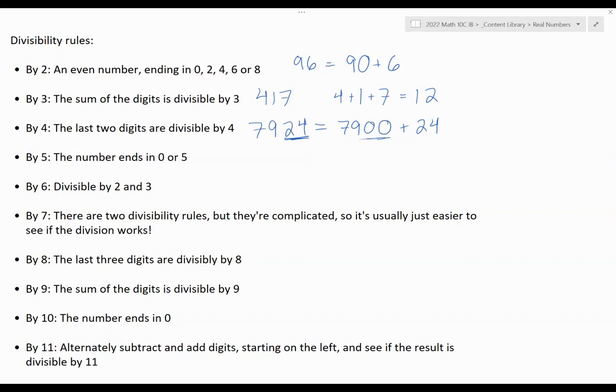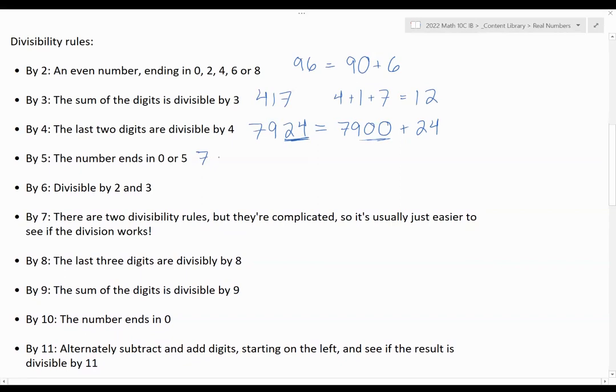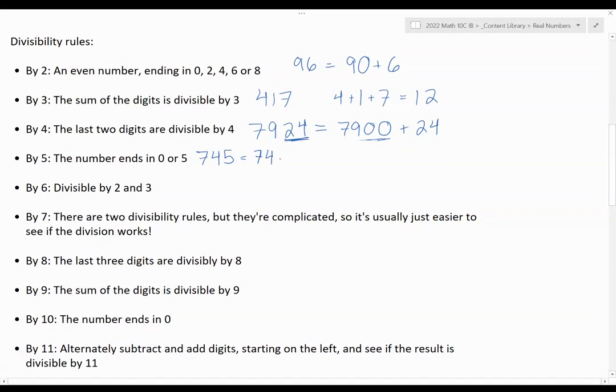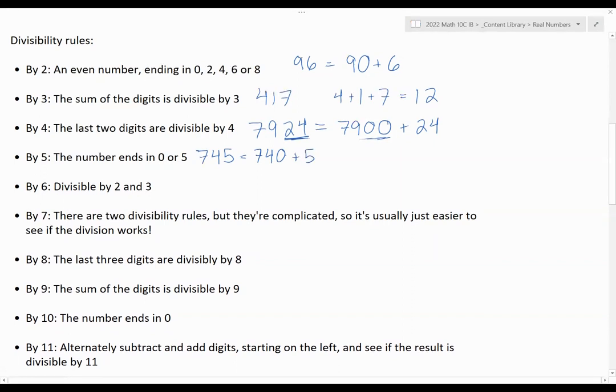Divisibility by 5, the number ends in 0 or 5. Again, a very similar explanation to the divisibility rules for 2 and 4. So if I have a number like 745, this is 740 plus 5. So since that 740 is always going to be divisible by 5, if the ones digit is divisible by 5, then so is the whole number.